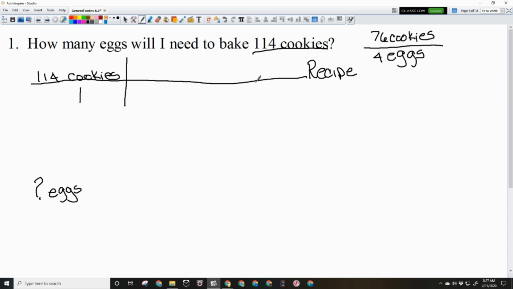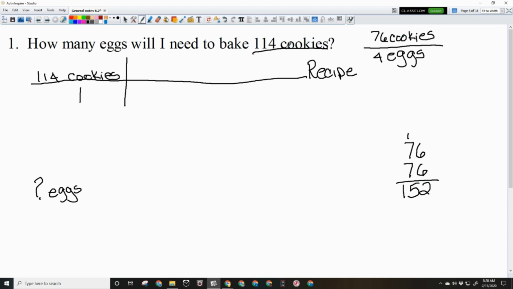All right. So in a recipe, a lot of times, if you are good at cooking, or if you've ever cooked before, sometimes we can look at this and say, well, I can double my recipe, right? If I double my recipe, how many cookies am I going to get? Well, if I get 76 cookies out of one recipe, if I double it, all I have to do is add these together. Okay, so I'm going to get 152 cookies if I double this. Well, I don't need 152 cookies.